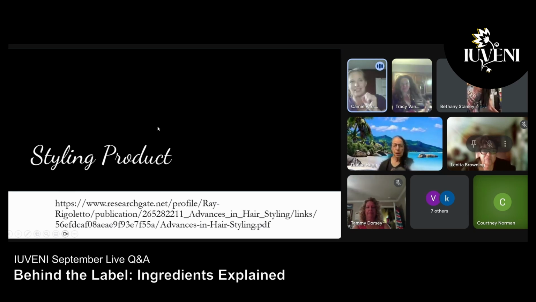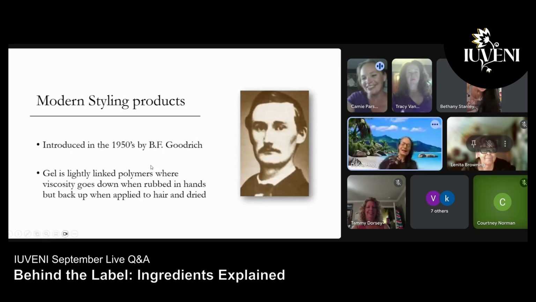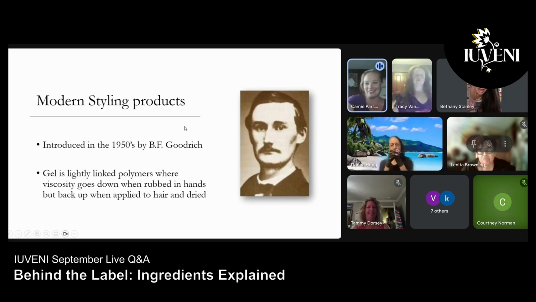I found one fact that's actually true. Modern styling products were introduced by B.F. Goodrich, the guy who makes tires. Seriously? Seriously.